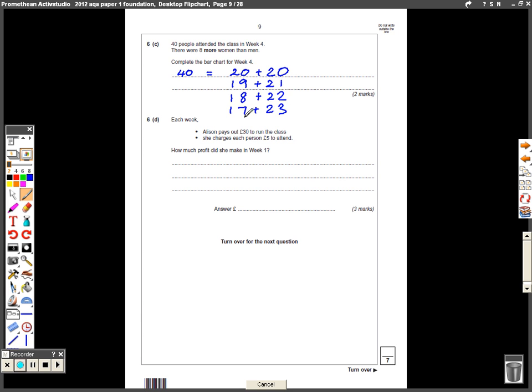At the moment, I've got 17 and 23, so that's got a difference of 6. So if I went one more, I could have 18 and 24, and that has got a difference of, well, 24 take away 16 is 8, so we're looking at 16 and 24, so I would need to do bars of 16 for the men and 24 for the women.